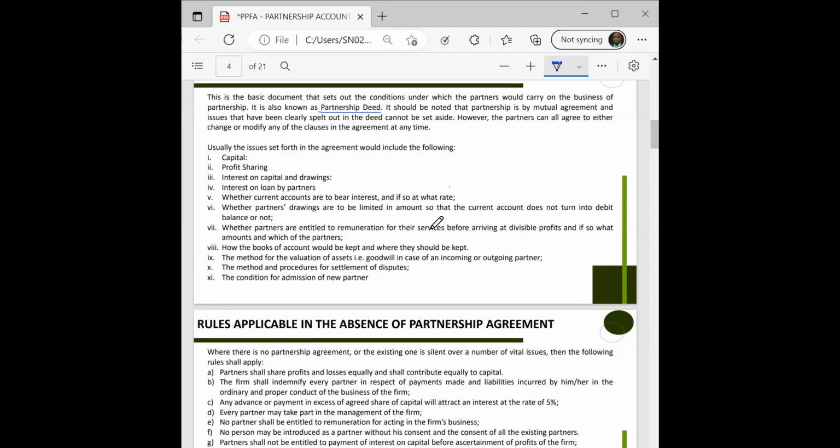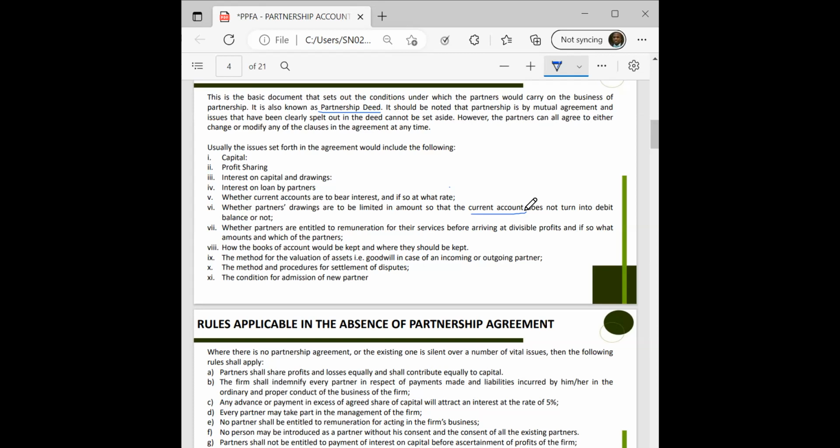Whether current accounts are to bear interest, and if so, at what rate. We'll look into details of what a current account is very soon. The agreement will also state whether partners' drawings are to be limited in amount to what is contained in the current account so that it does not turn into debit. They will also say, oh, if you have 2 million naira in your current account, that's how much you can take. We will not allow you to take more than what you have in your current account.